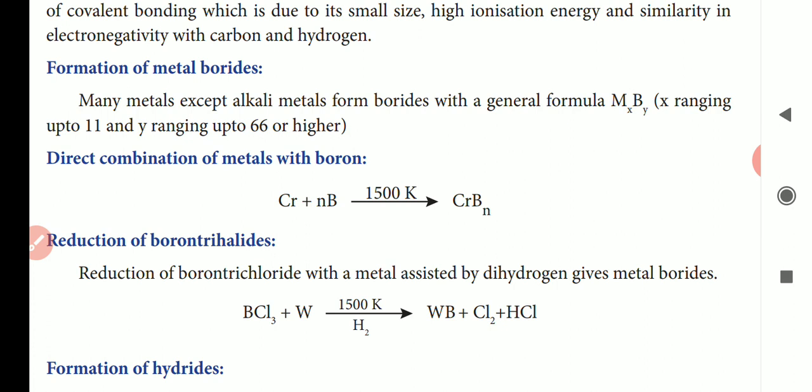In a similar manner, metal borides form by reduction of boron trihalides. Boron trihalides, boron trifluoride and boron trichloride, react with a metal like tungsten at a higher temperature, around 1500 Kelvin, in the presence of hydrogen. They can produce tungsten borides. Chlorine gas is liberated from this process, along with hydrochloric acid. It undergoes reduction, we know that.